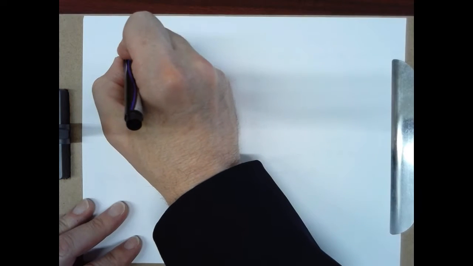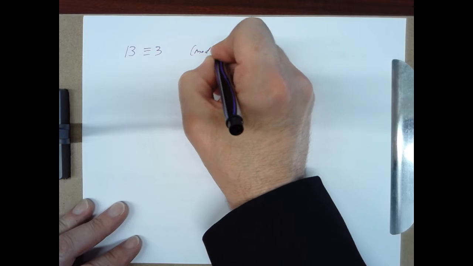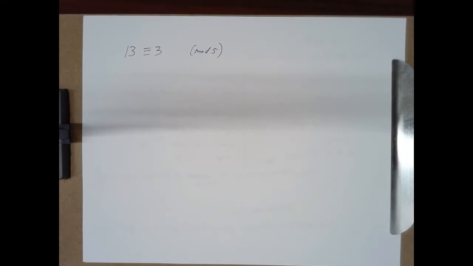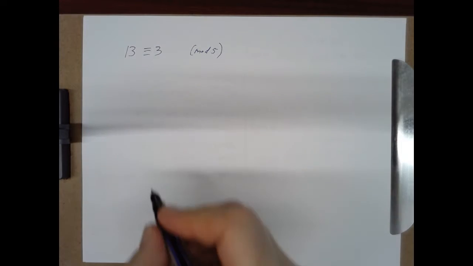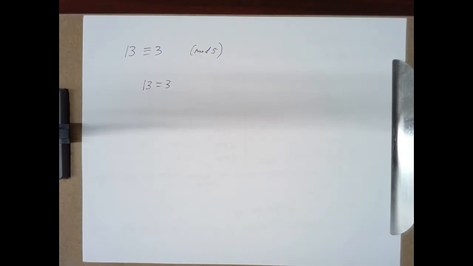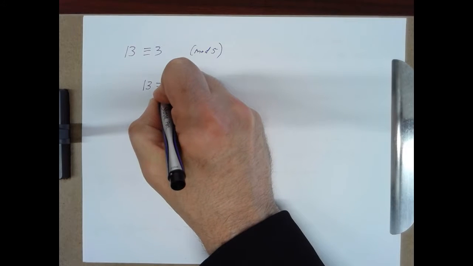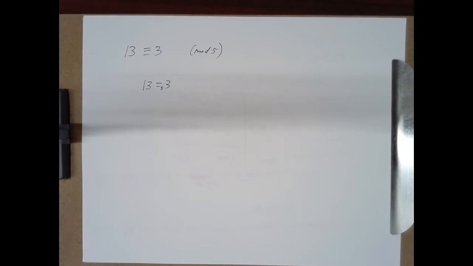13 is congruent to 3 mod 5. They both have a remainder of 3 when you divide by 5. But that equality symbol, 13 is not the same number as 3 if we're talking about integers. But maybe if we had a different kind of equal symbol, an equal-5 symbol, which means equal modulo 5, then we could do that.